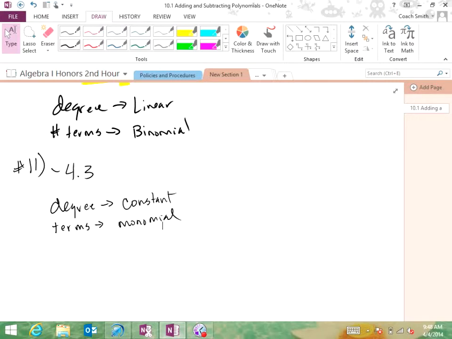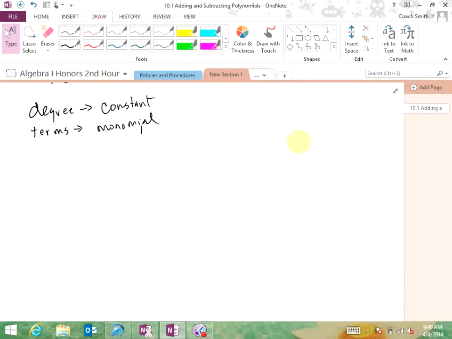All right, now let's go to 19. 19 through 30 is a little different. 19 says identify the leading coefficient and classify the polynomial by the degree and by the number of terms. So the leading coefficient is basically the number that will go first, if it's in standard form, which means we're starting with our largest exponent, or our largest degree of polynomial.